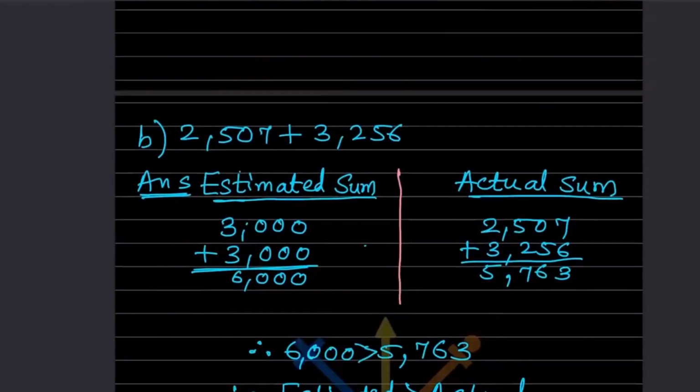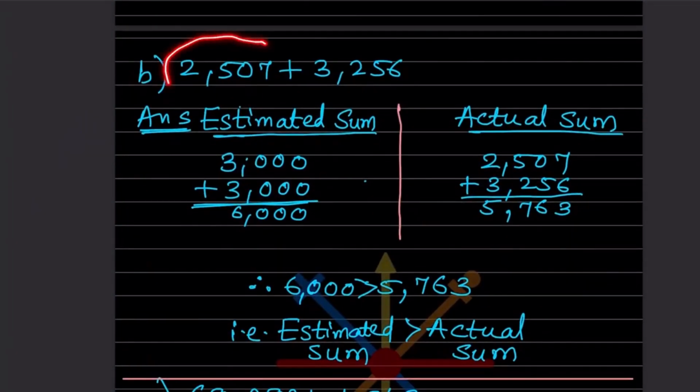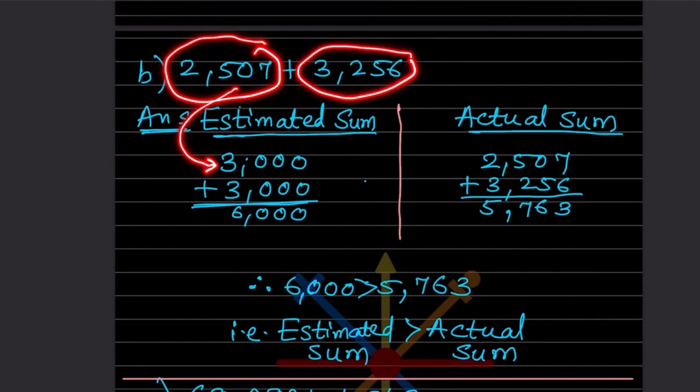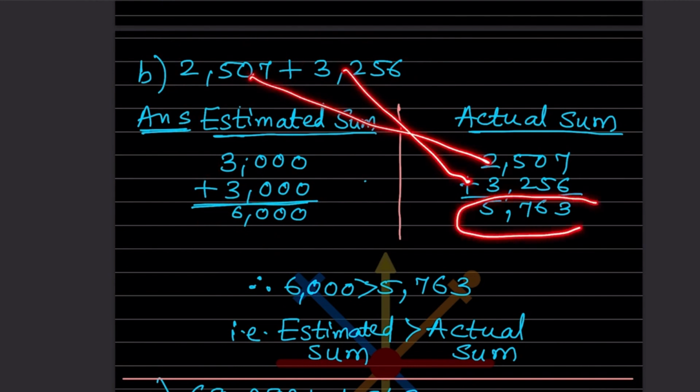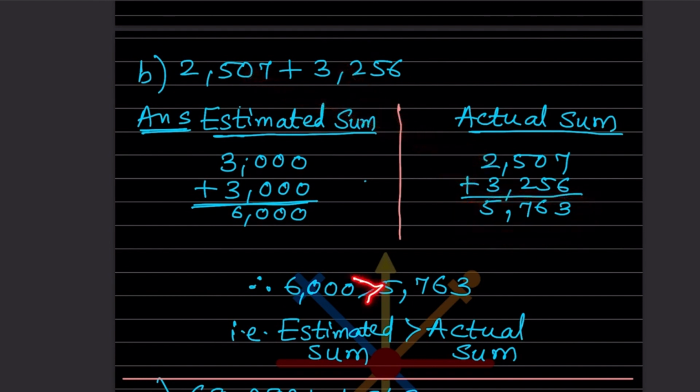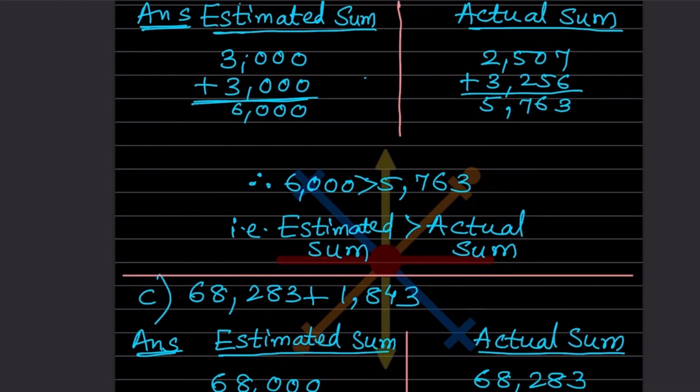Same thing over here. Now what are you going to do? 2,507 becomes 3,000. 3,257 becomes 3,000. This is for the rounding. When you add, it comes out to be 6,000. Then this is the actual sum. So you are going to write both the numbers. This comes out to be 5,763. So definitely 6,000 is greater than 5,763. So the estimated sum is greater than the actual sum.